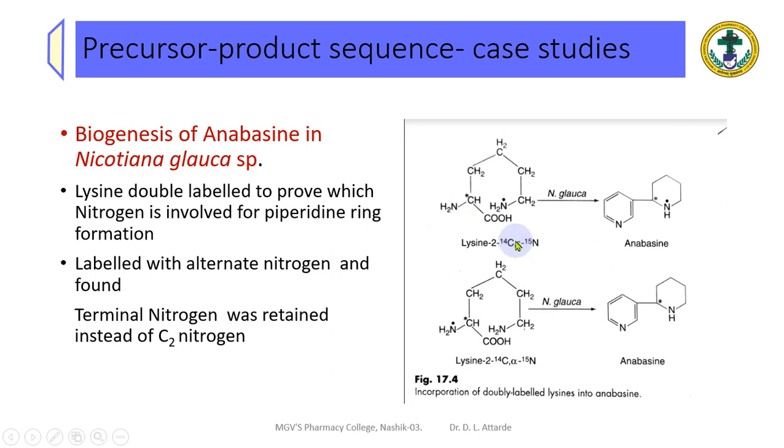and here the epsilon 15 nitrogen is labeled, and when the compound is isolated, it shows both labels are there in the anabasine, the final product. And second, where the alpha nitrogen is labeled, this nitrogen. So this too is labeled, and when the product is isolated, it shows only one carbon label, no label on nitrogen, meaning this nitrogen is not involved in the ring closure, but this epsilon nitrogen is involved. That is proved by double labeling. So this is a case study for Nicotiana glauca species for the involvement of lysine in the piperidine ring formation.